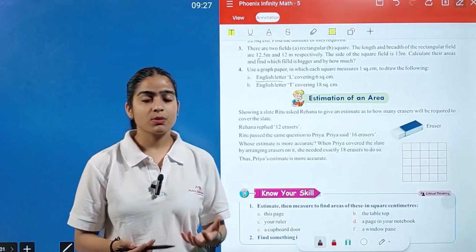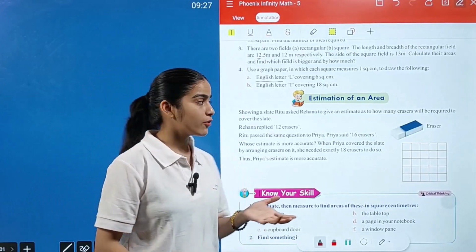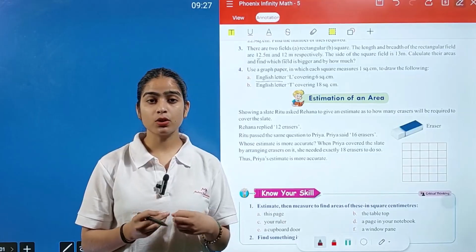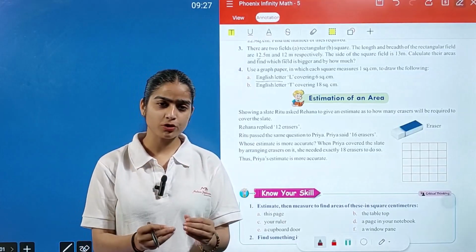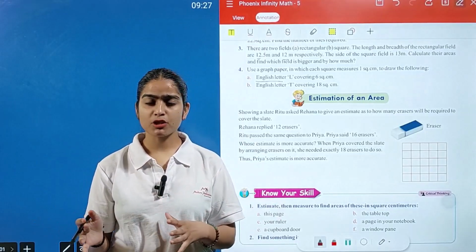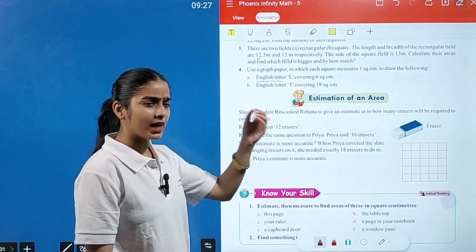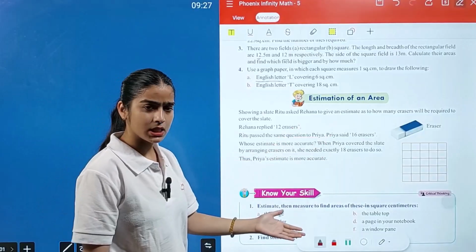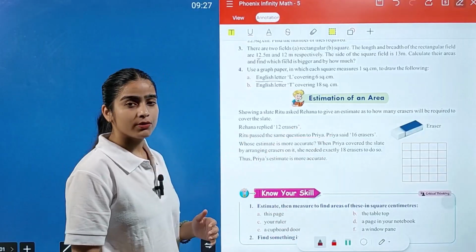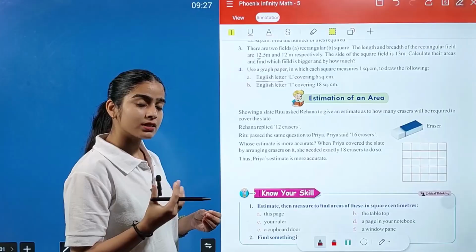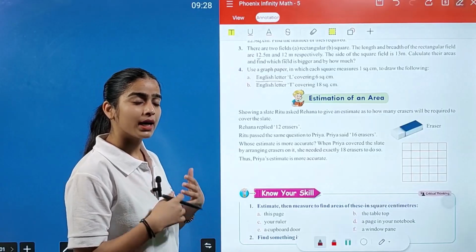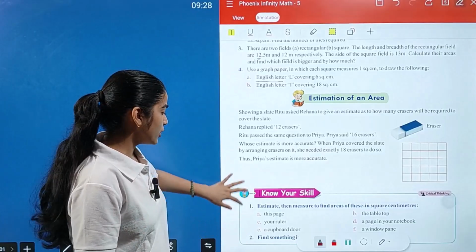Now estimation is the word we use in Hindi for lagbhag. When we don't require a particular kind of measurement, we just take a random measurement. For example, Priya said, to cover this slate we need 16 erasers and Rehana said 12 erasers. So this is a random suggestion given by anybody to cover or fill anything.